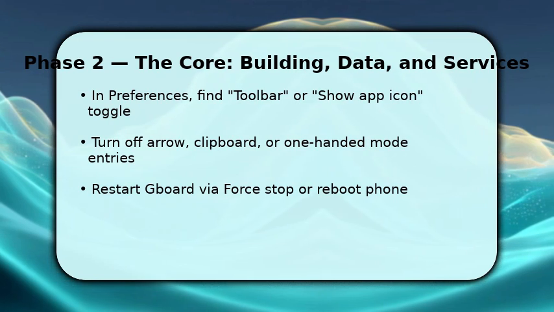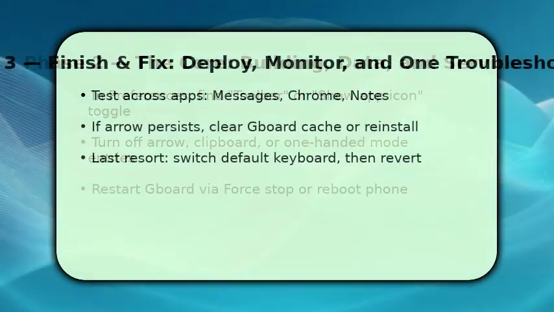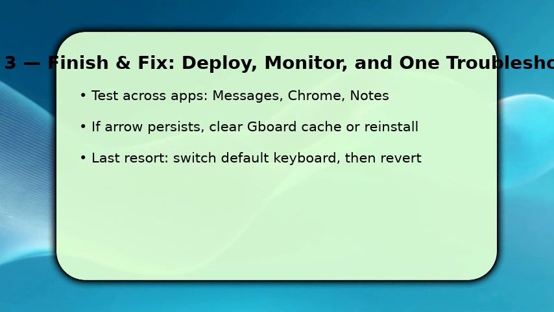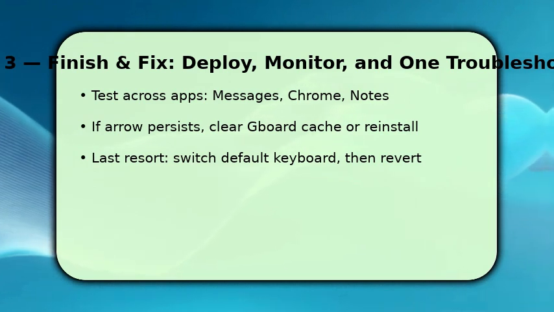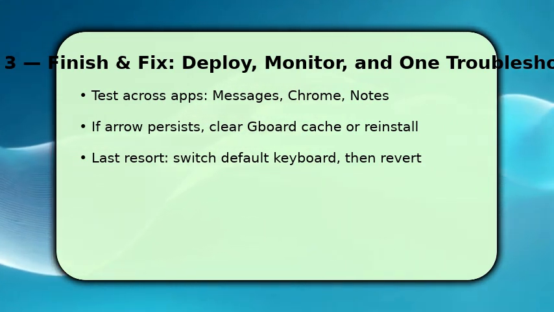Make sure to test typing in any app next. You're almost done. Test the keyboard in Messages, Chrome, and Notes to confirm the arrow disappeared. If it still shows, clear Gboard cache and data from App Info. This resets preferences but keeps your Google backup if enabled. Once cleared, open Gboard and redo the preferences change.